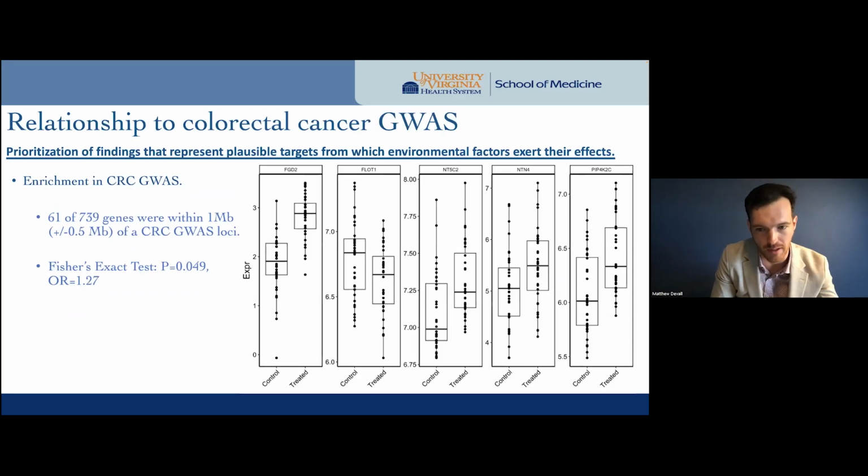So one of the things that we looked for was trying to identify potential interplay between gene and environment, and prioritize plausible targets as ones that were popping up through colorectal cancer GWAS loci. We found that 61 of the 739 genes were within a 1 megabase region of colorectal cancer GWAS. This actually represented an enrichment for CRC GWAS genes in our data set. And you can see here just the 5 most differentially expressed CRC GWAS genes in our analysis.